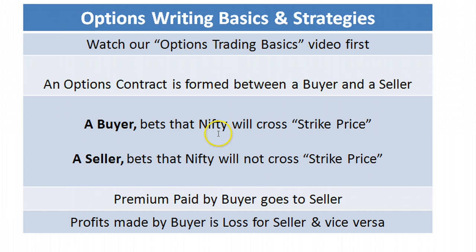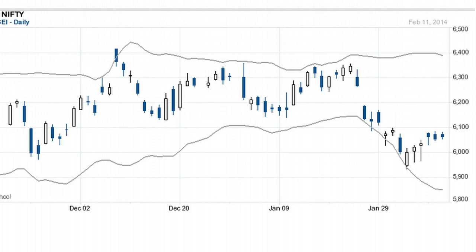Okay, so to better explain, I'll move on to a chart wherein I'll start explaining, and that will also help you understand the strategies that you can do as an option seller alone. So this is a Nifty chart for the last 3 months, and each candlestick represents one day, and you have a gray line here. This is the Bollinger Band.